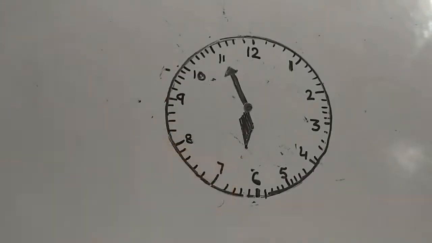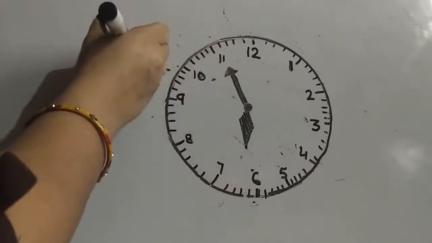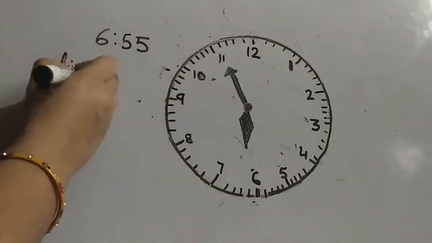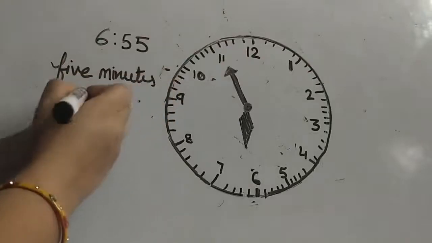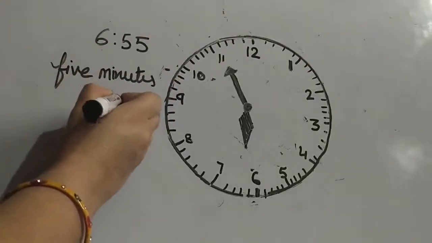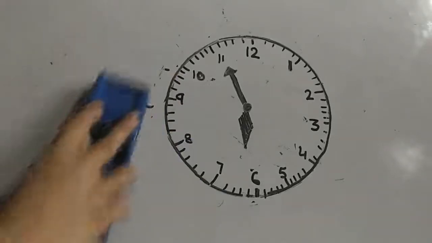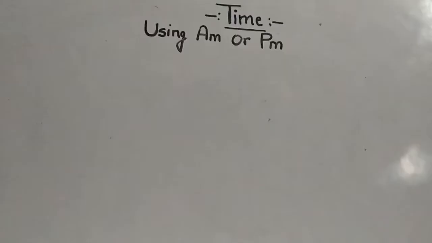In this situation, 6 and 55. How many minutes are left to 7? 5 minutes. 5 minutes to 7. So this is the way to read the time on the clock.